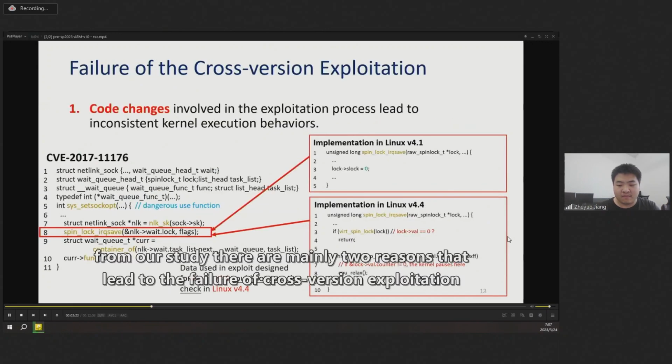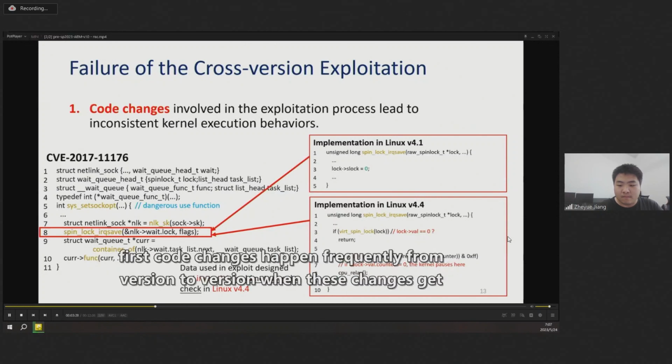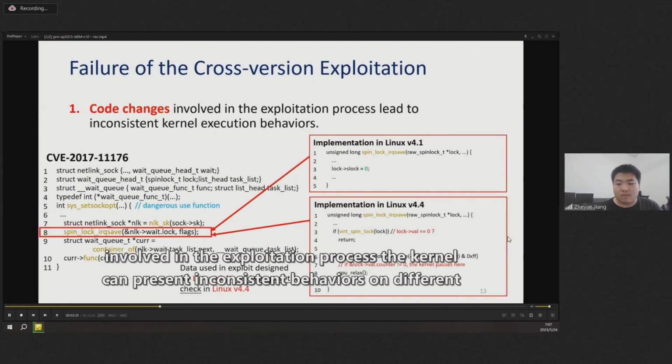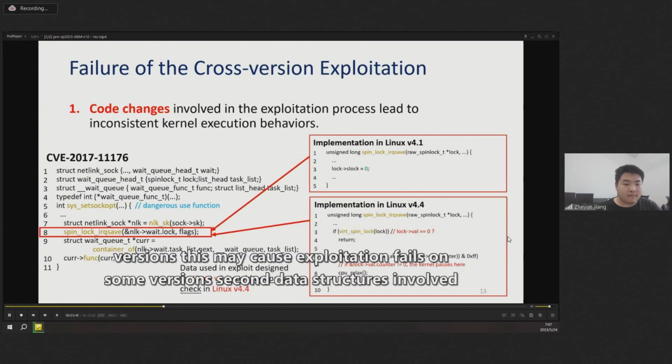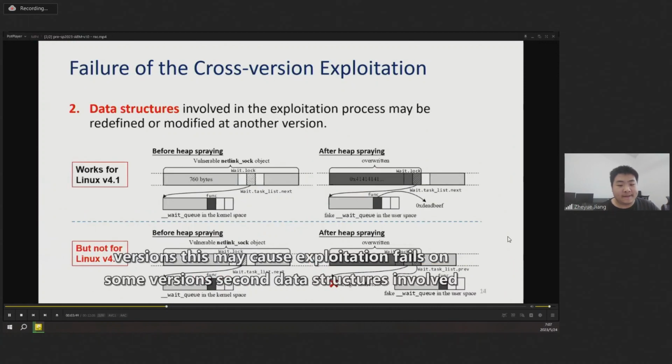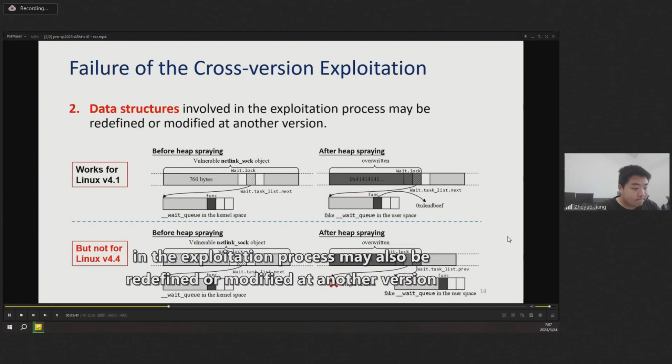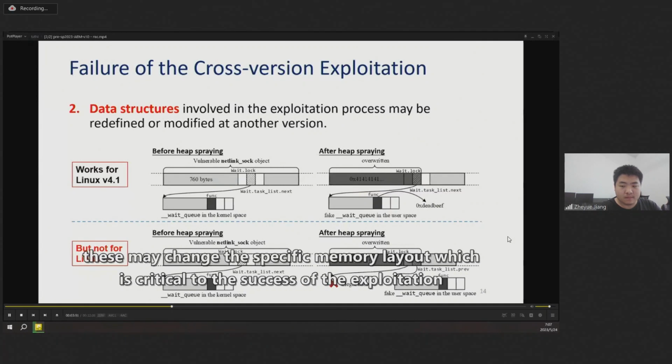From our study, there are mainly two reasons that lead to the failure of cross-version exploitation. First, code changes happen frequently from version to version. When these changes get involved in the exploitation process, the kernel can present inconsistent behavior on different versions. This may cause exploitation to fail on some versions. Second, data structures involved in the exploitation process may also be redefined or modified in another version. This may change the specific memory layout, which is critical to the success of the exploitation.